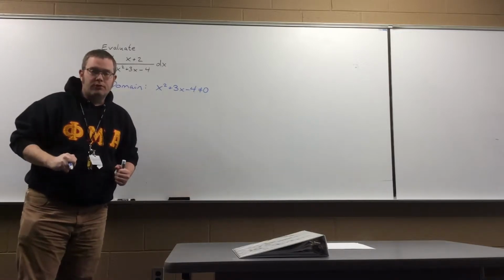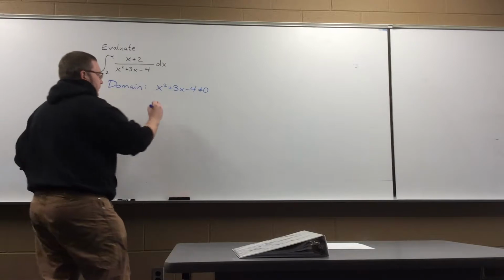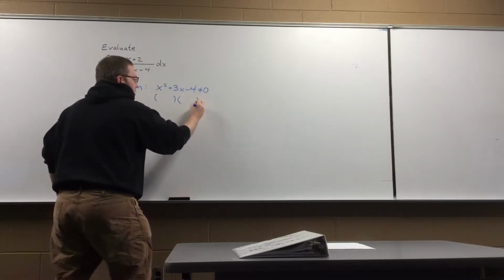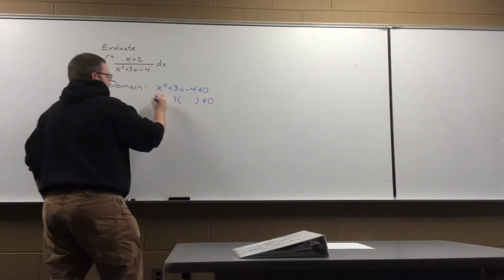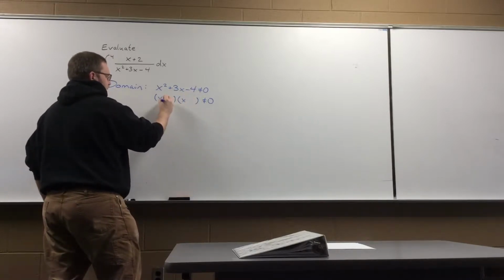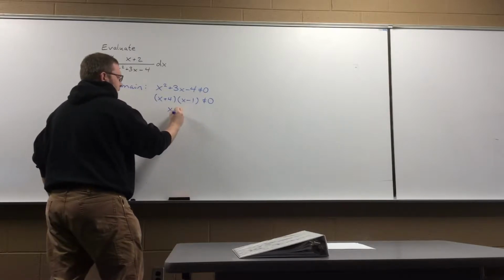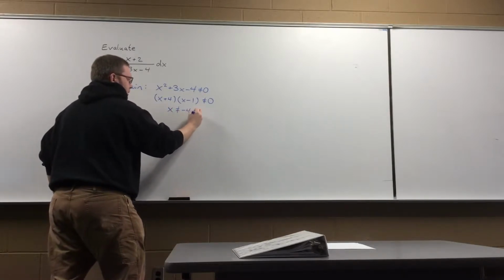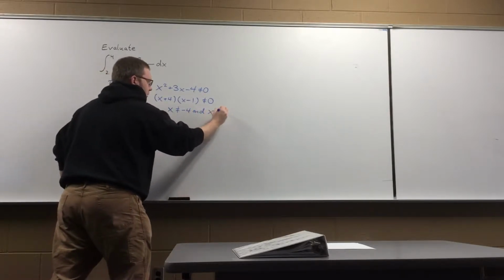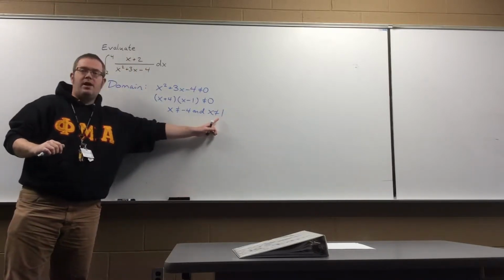Convenient thing is, for the partial fraction decomposition, we are going to need to factor this thing anyway. Grabbing two numbers that when we add them together, we get positive 3 with a product of negative 4. That'll be plus 4 and minus 1. And according to the factor theorem, that means that we're going to have two domain issues. And those domain issues will be negative 4 and positive 1.